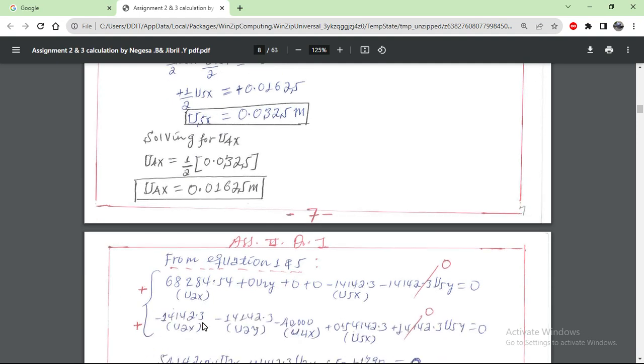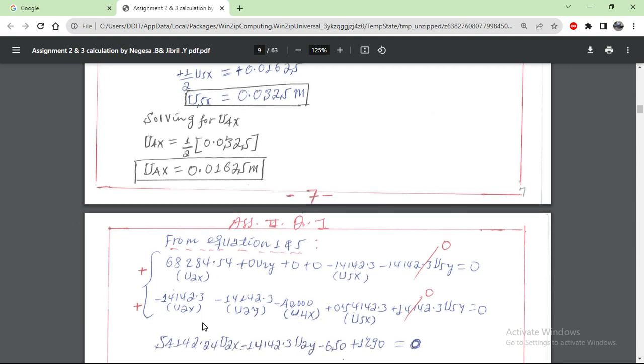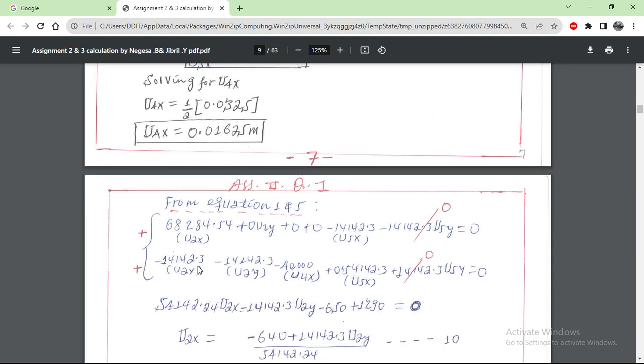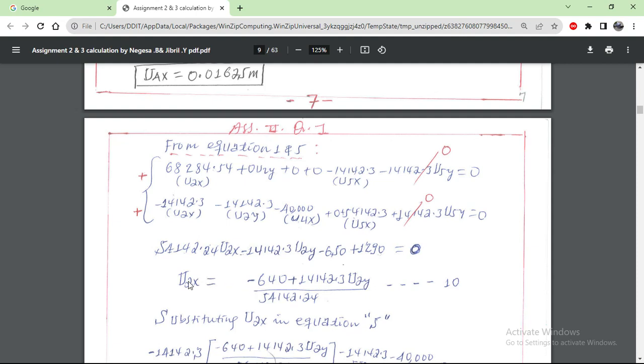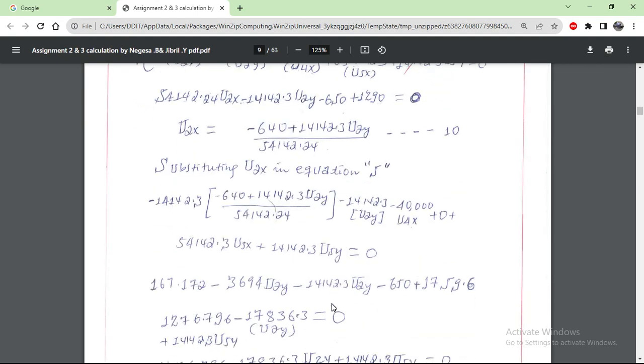Then from equation 1 and 5, you can check equation 1 and 5. Equation 1 is this one and equation 5 is this one. By using simultaneous equations, we add these ones. We get equation number 10, u2x equal to this result. Substituting u2x in equation number 5, we get these results.